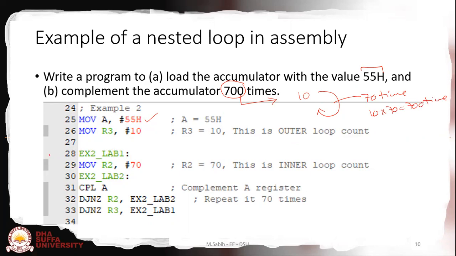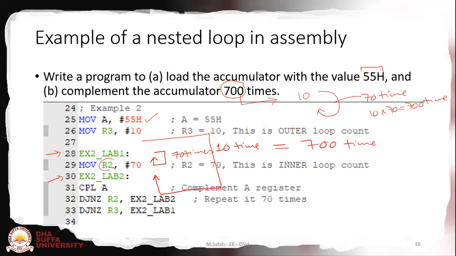So we actually put 2 loops here, and these are the labels: example 2, label 1, example 2, label 2. And this is an inner loop. It will run for 70 times. And the outer loop will run for, let's say, 10 times. And they together will make the count 700 times. Now you see what's happening here.